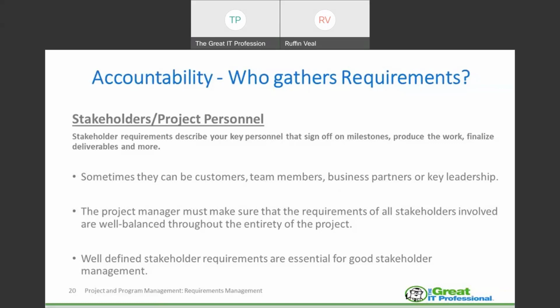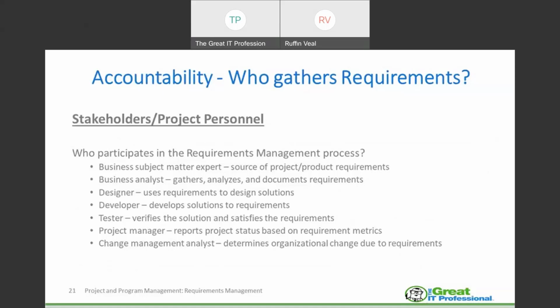We want to be in touch with them. We want to have their ear. We want them to have our ear insofar as their requirements, because requirements change throughout projects. If you start a project in January of one year and the project doesn't end for 2 years, I guarantee you the requirements in that project are going to change. So we want, again, an ongoing relationship at that level with our stakeholders and our project personnel.